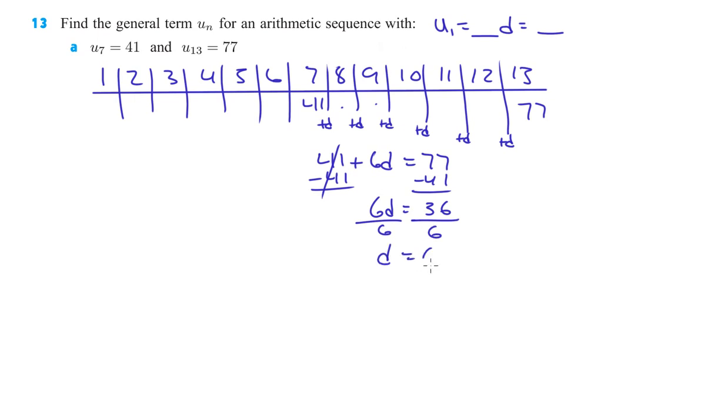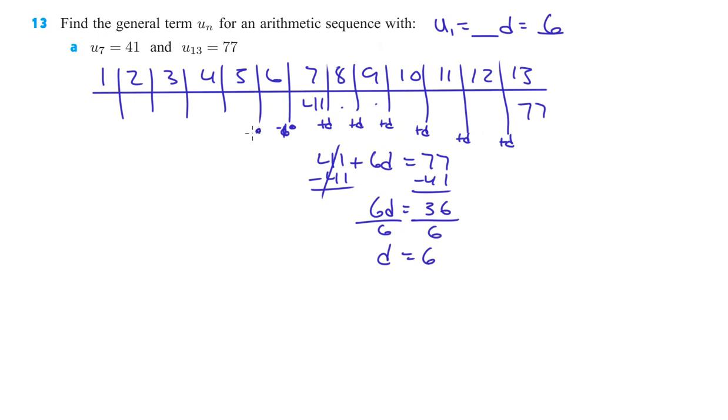And guess what? Our difference is going to be 6 each time. So now I've got half of the puzzle solved. Now I need to go back and figure out what the first term is. We know the 7th term is 41, and we know that we're adding 6 as we go to the right. So guess what's going to happen when we go to the left? We're going to subtract a difference, which we now know is 6. So we're going to subtract 6.